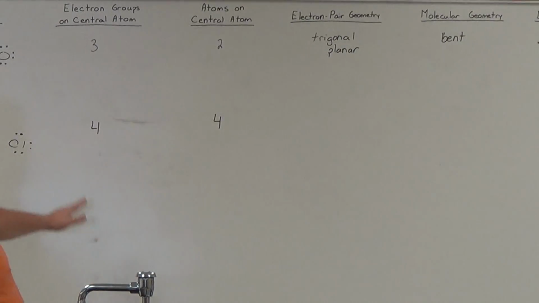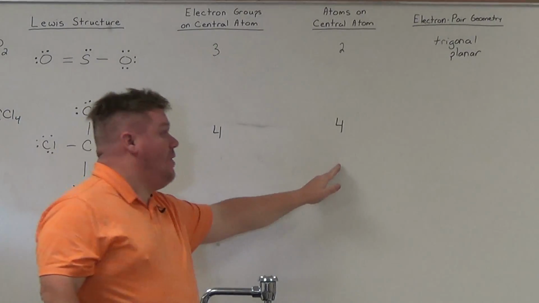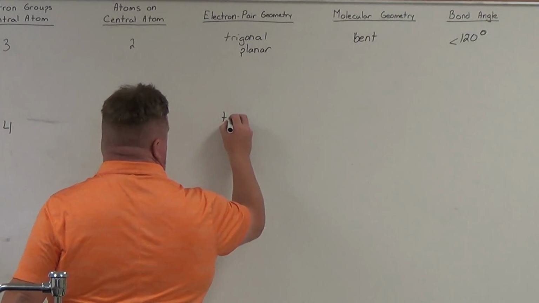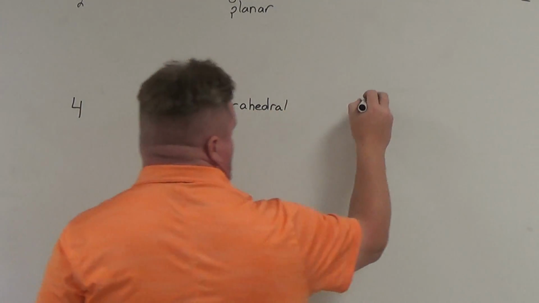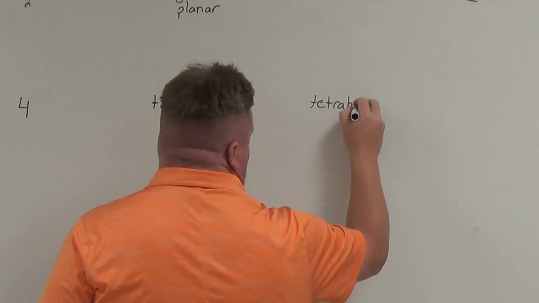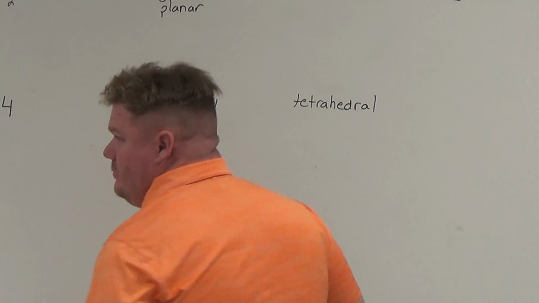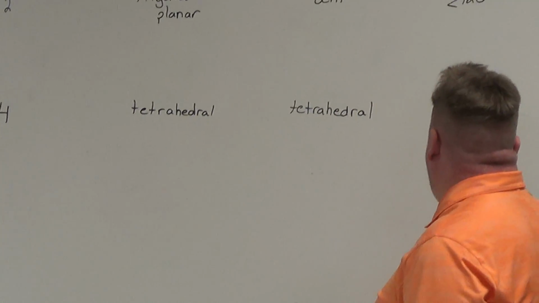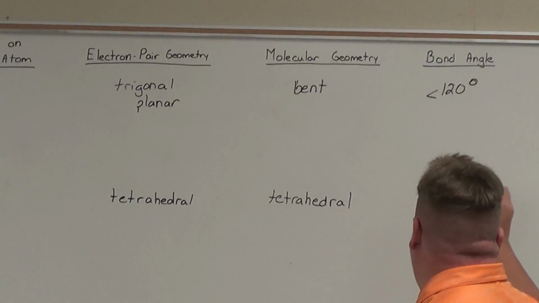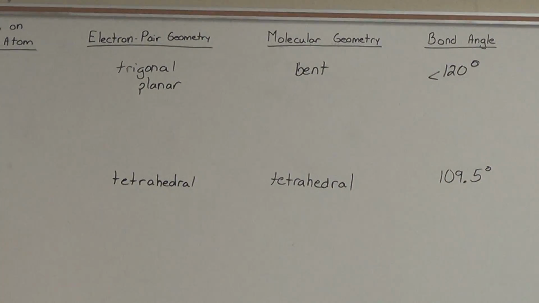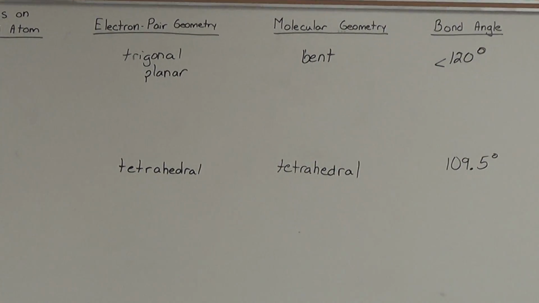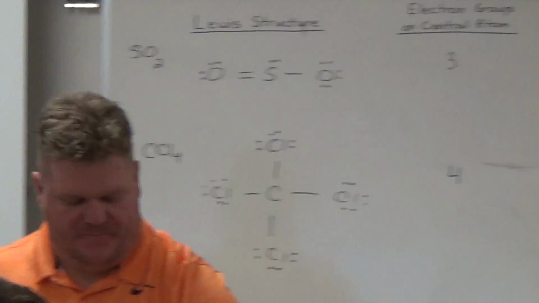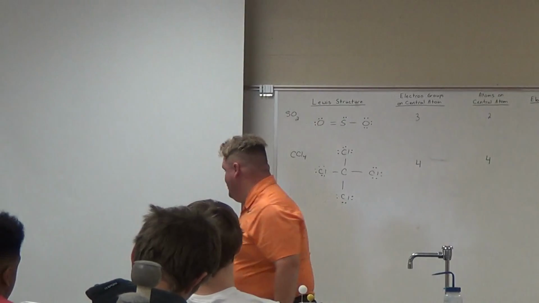Now notice, we have both four groups of electrons and four atoms on the central atom. So our electron pair geometry is the same as the molecular geometry. They are both tetrahedral. And the bond angle for tetrahedral geometry is 109.5 degrees. They are all the same distance apart, so it's the same angle. Okay, we get 109.5. All right, let's go to the next one.